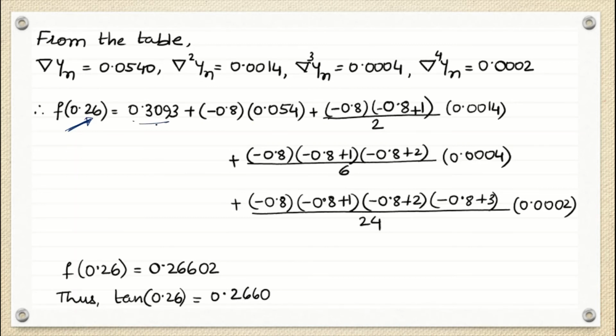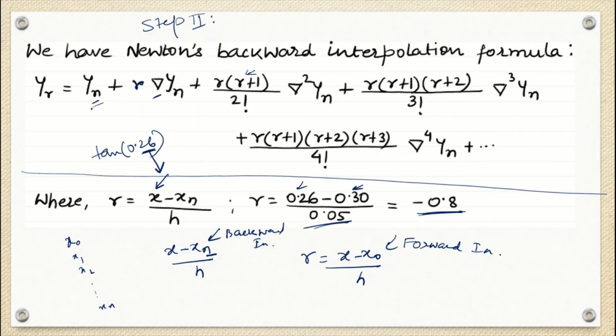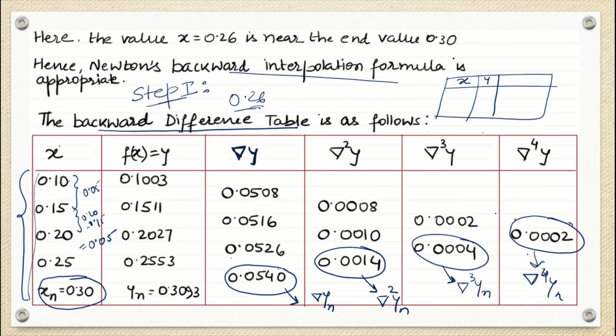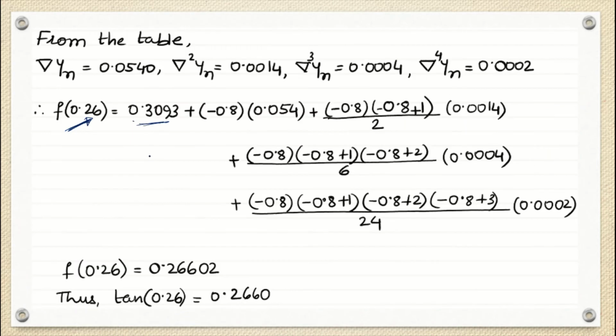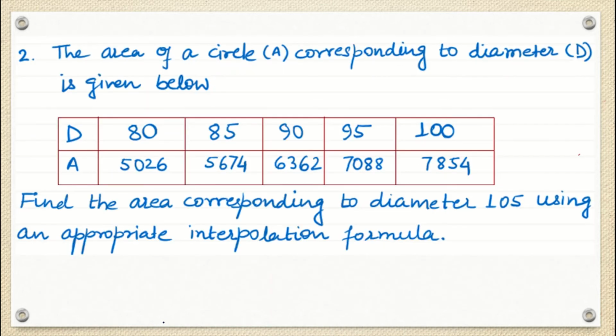And this is what? This is your yn, correct? No, this is your yn. What is your yn? The last entry in your y column. So written down this yn here, and then this was your r, and this is your first backward difference of yn. So you have written down here, and similarly you have just put the values there, and then finally you got the answer: 0.26602. So this is your answer of tan 0.26. Okay. So this is the second question.